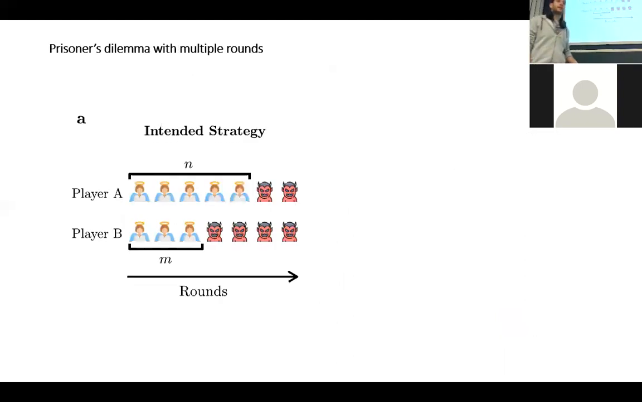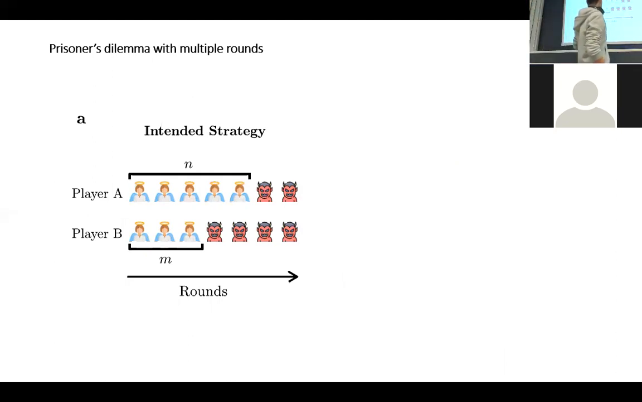And now we make it a little bit more complicated. We say that these prisoners are not going to be captured just once. They are like bank robbers. They go rob another bank, go to prison, come out, try another one. So they go over and over again. So they kind of have a strategy.